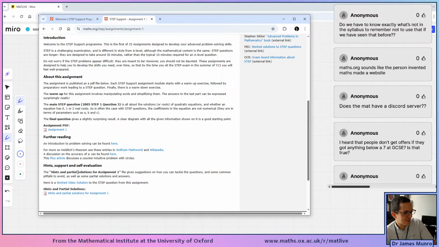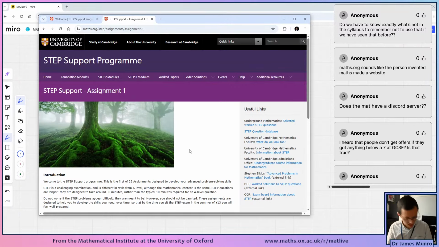Maths.org sounds like the person who invented maths made a website. Yeah, we're a bit jealous of the Maths.org play for Cambridge Maths, Millennium Maths Project. There is a story there. The Millennium Maths Project was very large in the year 2000, and you get the website Maths.org if you try in the year 2000 and you're doing a lot of maths online.